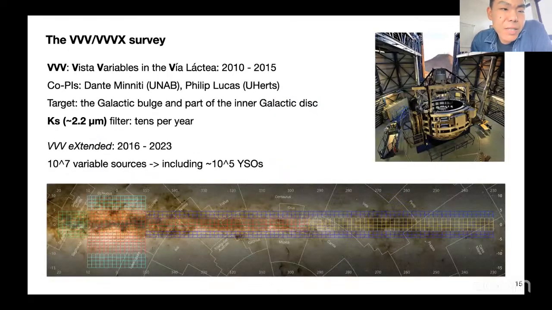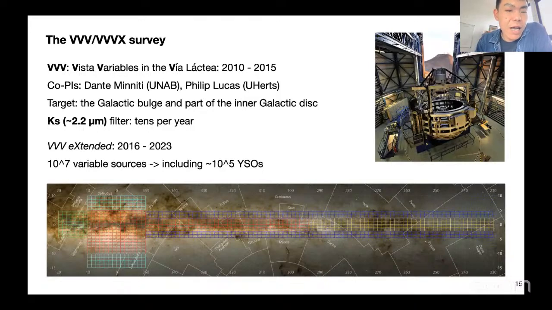The VVV survey is an acronym for the VISTA Variables in the Via Lactea survey. It was conducted on the ESO VISTA telescope at Paranal Observatory. The initial VVV survey lasted for 5 years, from 2010 to 2015. We are targeting the galactic bulge and part of the inner galactic disk region. Most of the observation was done in the near-infrared K-band around 2.2 micron. We have about 10 visits per year. In total, we have about 70 visits for each star in the field.